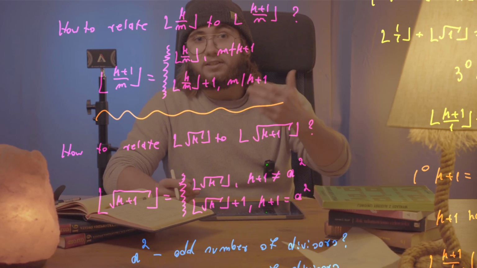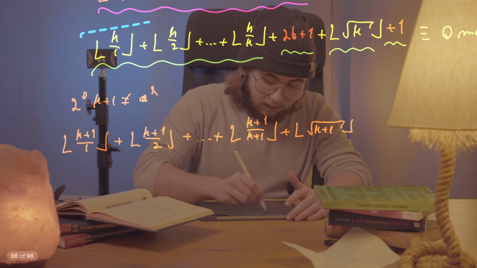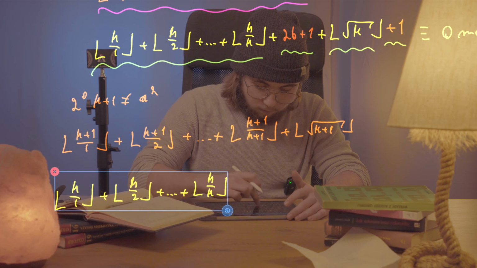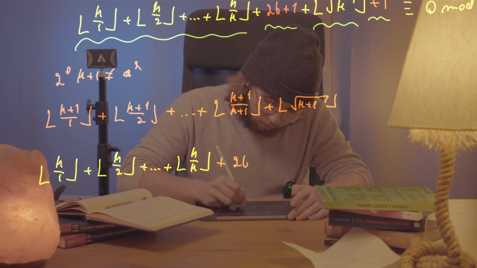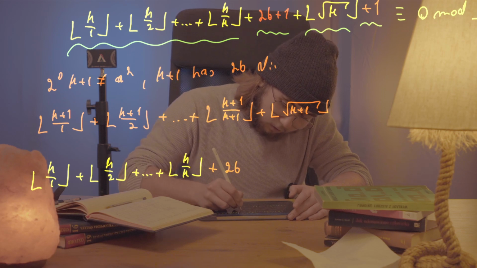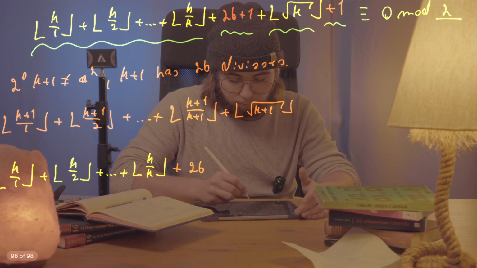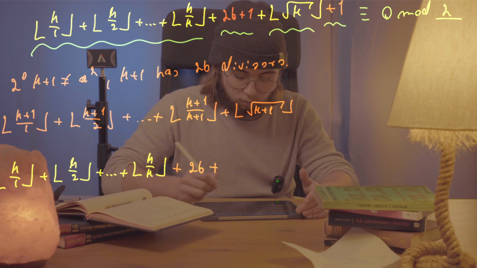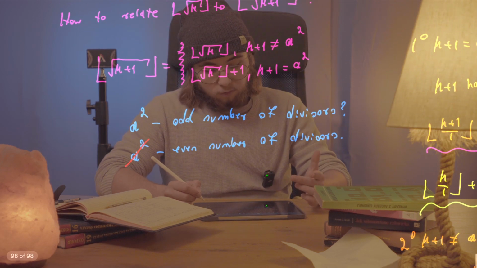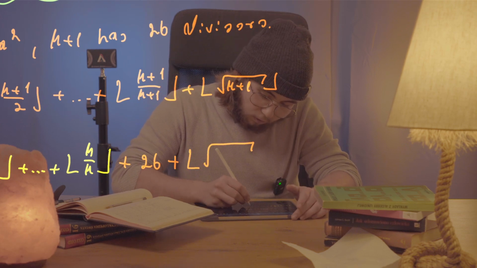Because k plus 1 has an even number of divisors, and so we can rewrite this entire sum as exactly this: what we had in the inductive assumption, plus 2b, because we say that k plus 1 has 2b divisors. And now what about this plus the floor of the square root of k plus 1? Well, that's going to be the floor of the square root of k, because k plus 1 is not a perfect square.